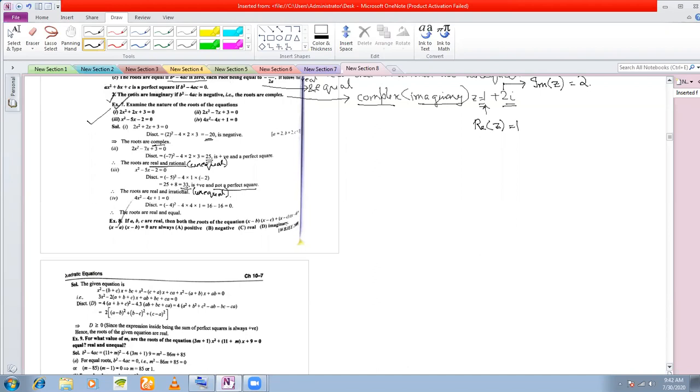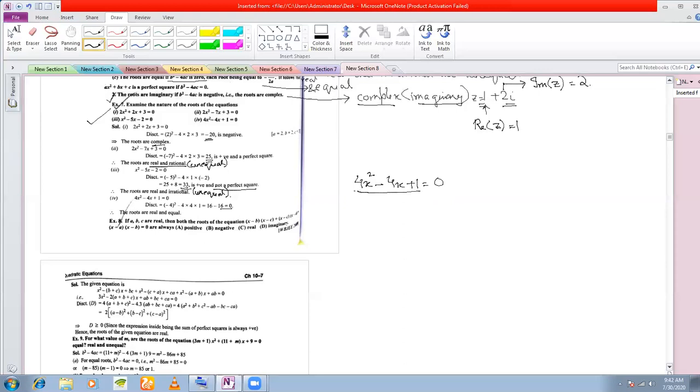Finally, in this problem, you see that the discriminant is 0. This case you have already done. That is, the roots are equal. Now, if you find the roots of an equation to be equal, how do you find the roots? What you simply do is solve this equation. But how do you solve this equation?